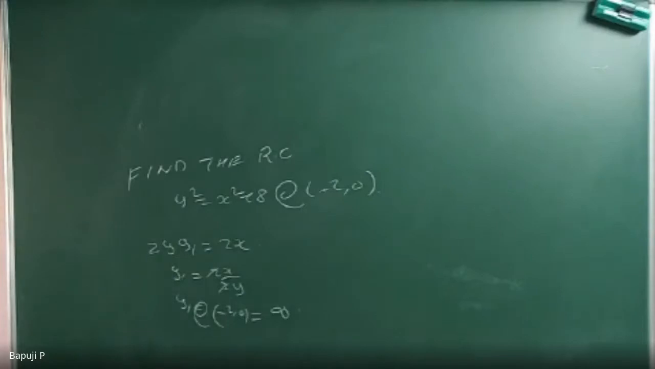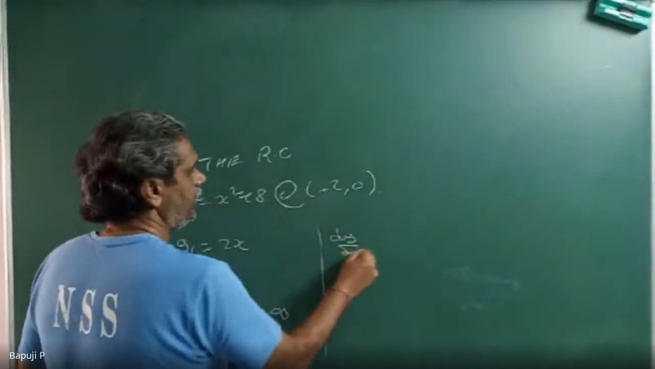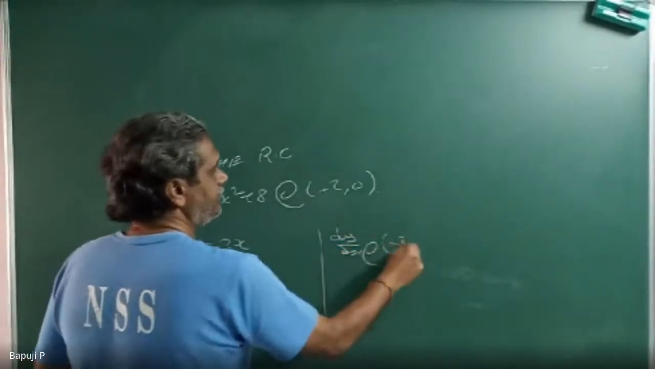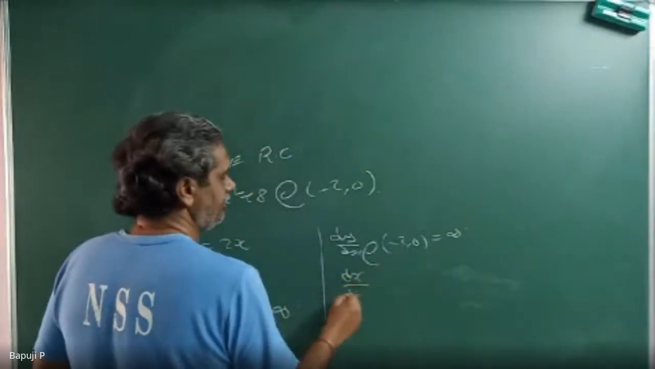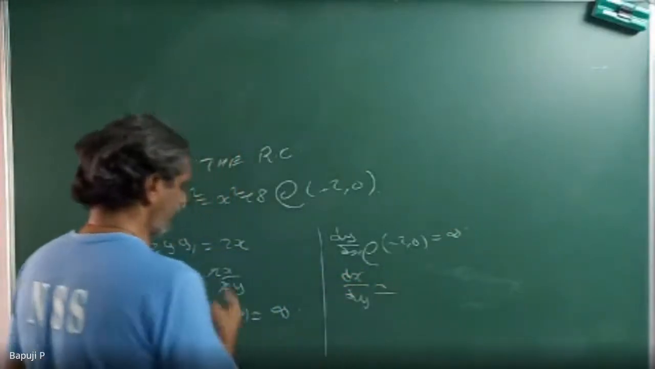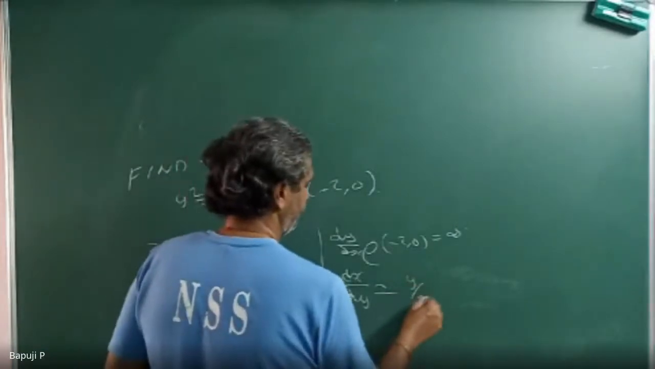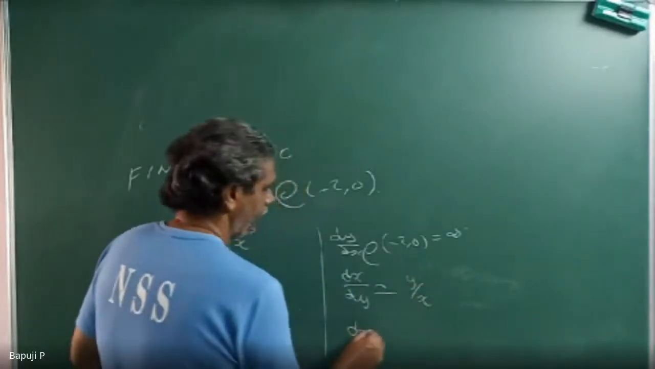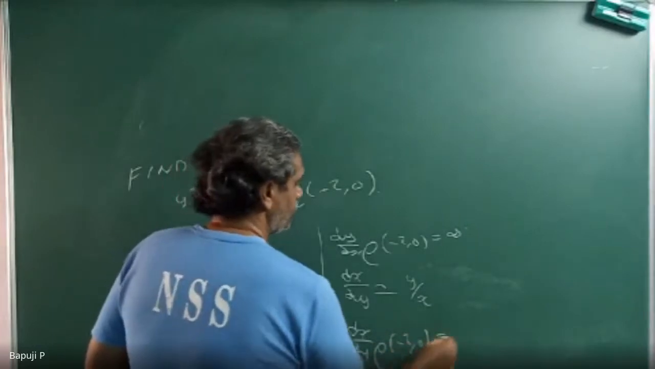So this formula is not allowed. So what will I do? dy by dx at minus 2 comma 0 is infinity, so dx by dy becomes what? Make it reciprocal, first order differentiation reciprocal is allowed. It is y by x. Then dx by dy obviously at minus 2 comma 0 is 0.